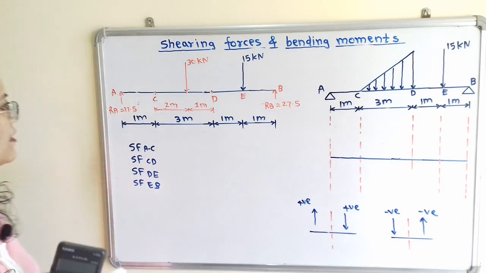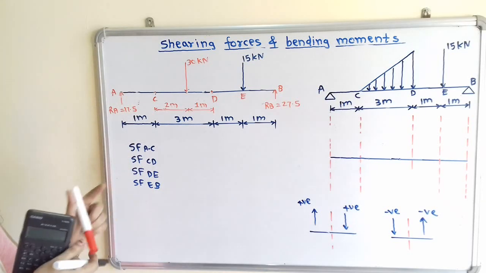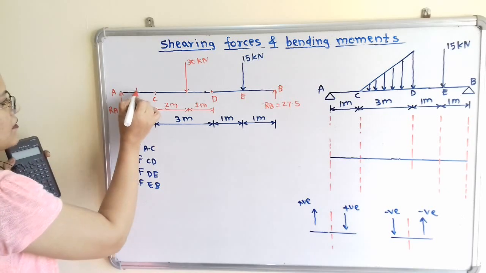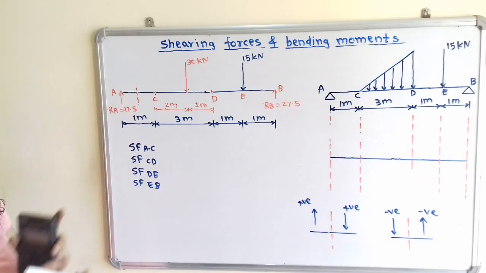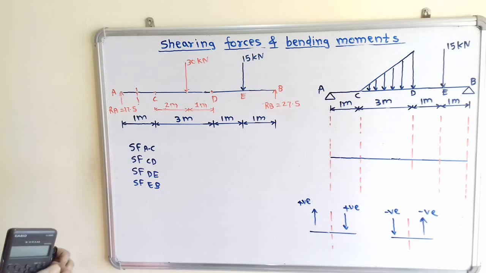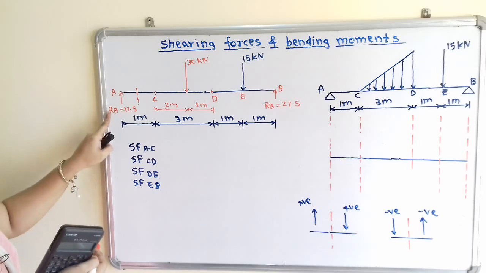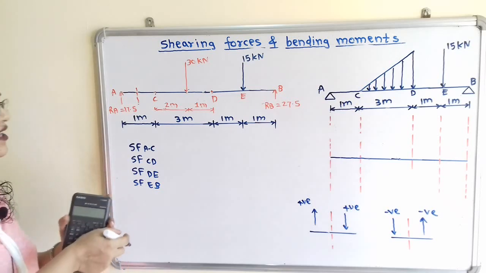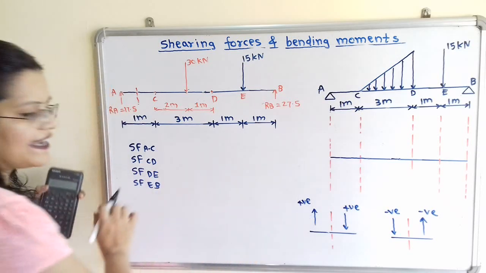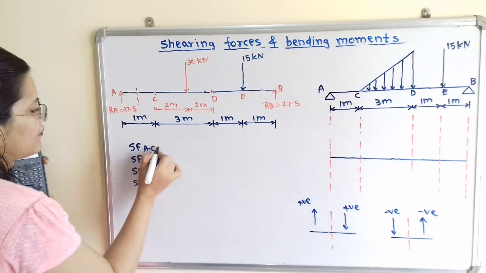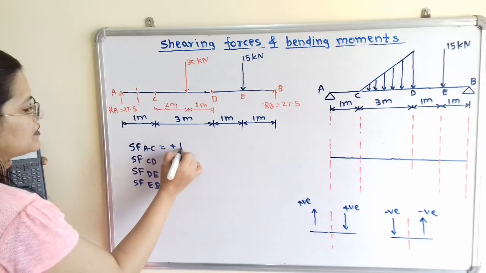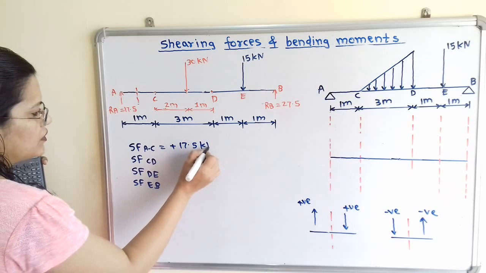Now we will consider the section AC. So I will show here the section line. Now if we observe the left hand side, then there is one force RA which is in the upward direction. So according to the sign convention, this sign will be positive. So we will write for section AC, shear force is equal to plus 17.5 kilonewton.